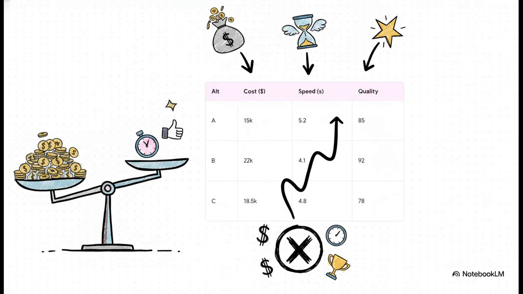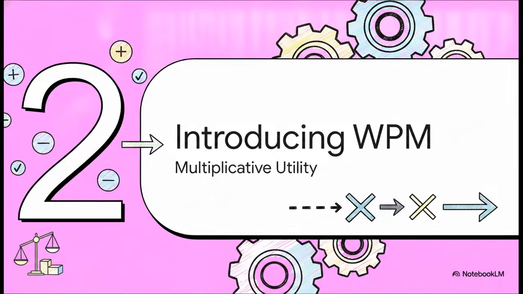When you are staring at a standard decision matrix, you'll see a mix of things. Let's say you've got 3 options and 3 criteria: cost in dollars, speed in seconds, and an abstract quality score from 1 to 100. If you try to use simple addition here, the math completely breaks down. You literally cannot add $15,000 to 5.2 seconds and 85 points. The massive scale of the dollars would completely drown out the speed and quality criteria, which basically renders your entire decision invalid.